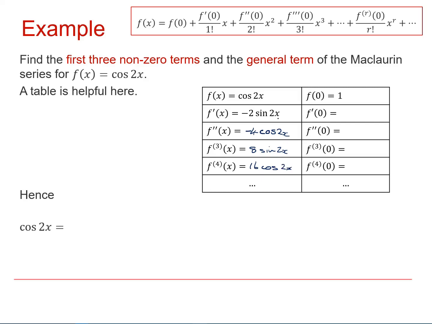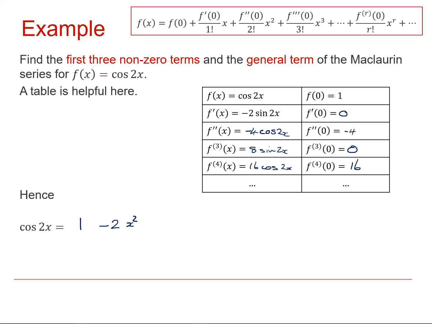Now let's have a look at these values when x equals 0. So f(0) you can see here is 1. Sine of 0 is just 0, so that's going to be 0, and indeed so is that one, because that's just sine 2x. Cos 0 is 1, so this becomes minus 4. Cos 0 is 1, so this becomes 16. And so the first three non-zero terms of cos 2x, well, f(0) is 1. f'(0) is 0, so I can ignore that one. So the next term is going to be in x squared, and its coefficient is going to be minus 4 over 2, so it's going to be minus 2x squared.